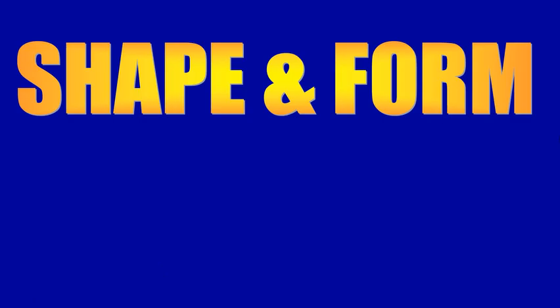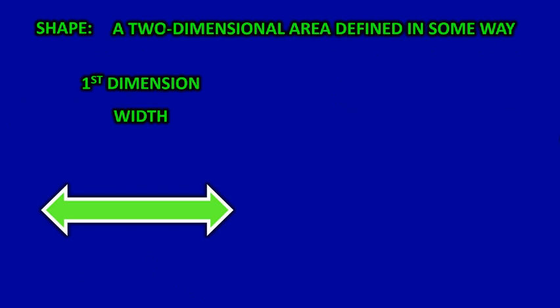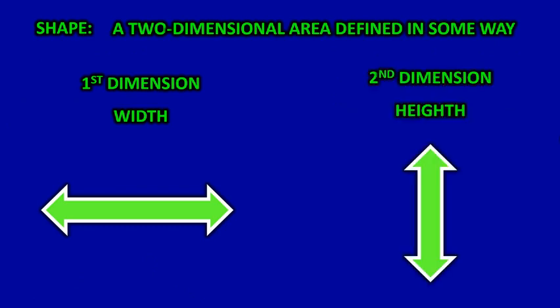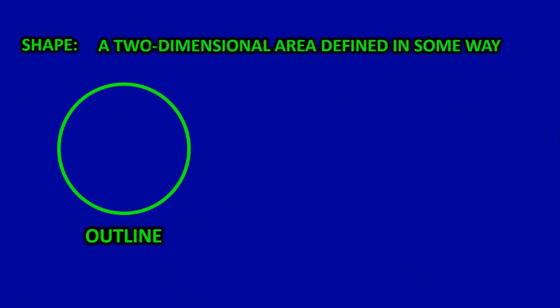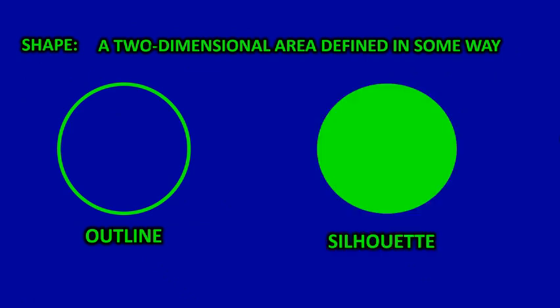All right, we're going to talk about shape and form now. Shape is a two dimensional area defined in some way. So, if you want to know what the dimensions are, the first dimension is width, and then the second dimension is height. So, how are they defined? We can either define a shape with an outline, or we can define a shape as a silhouette.